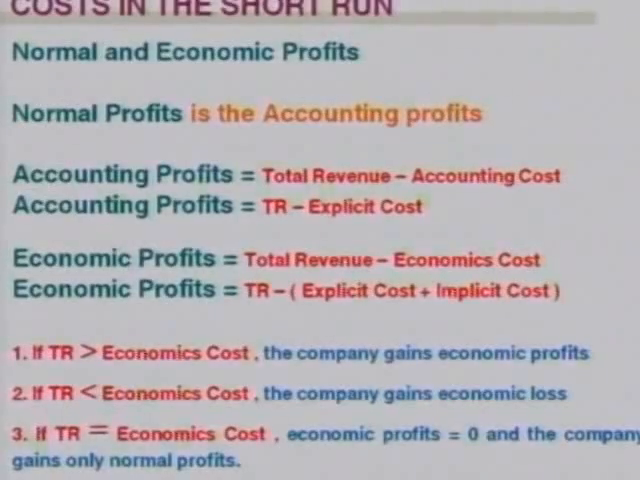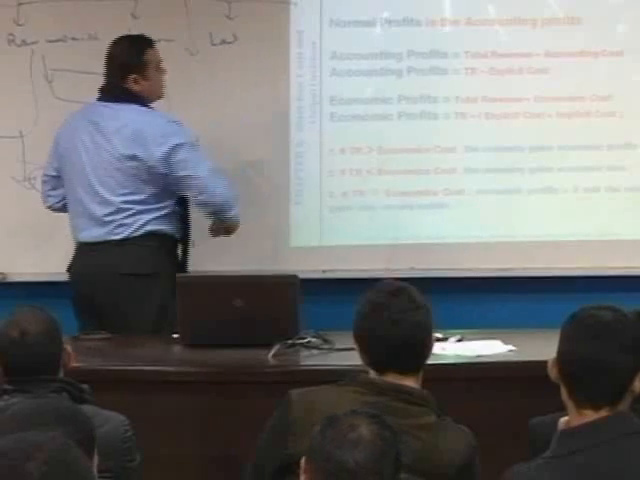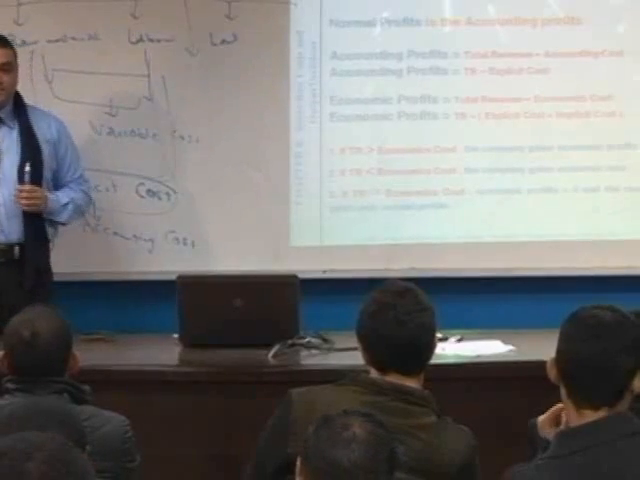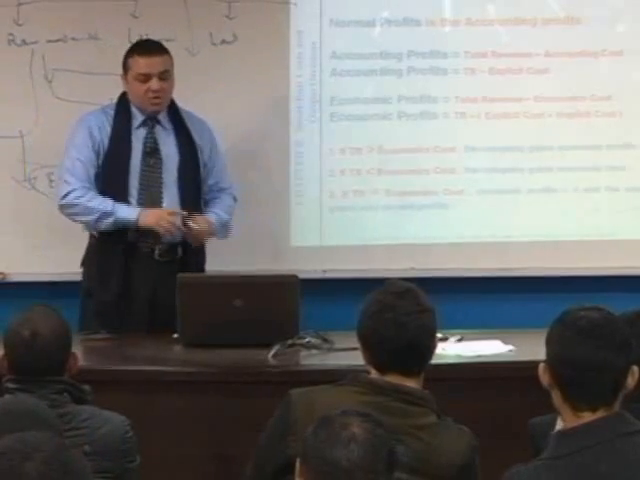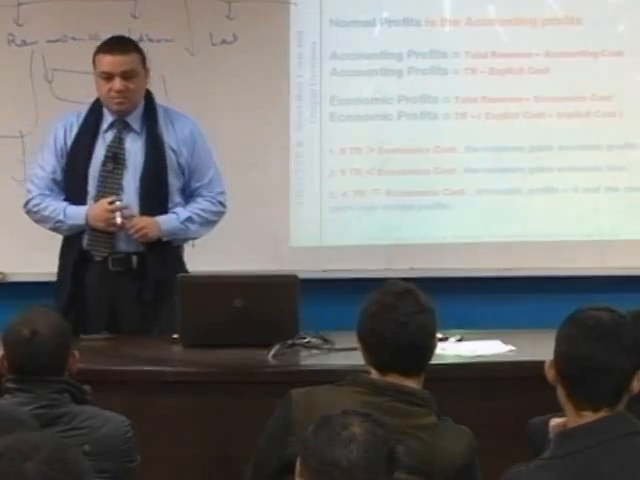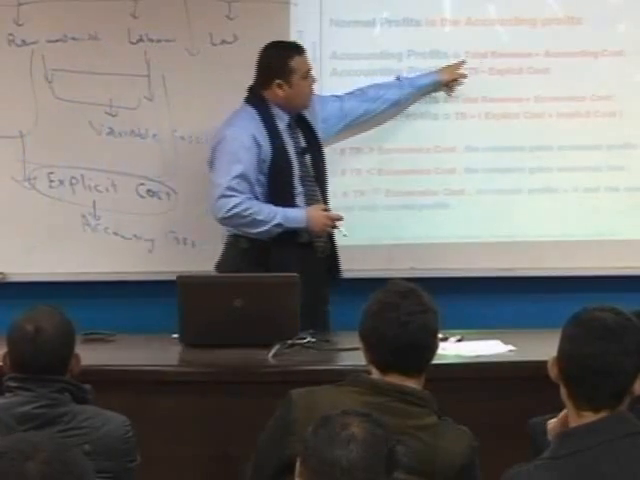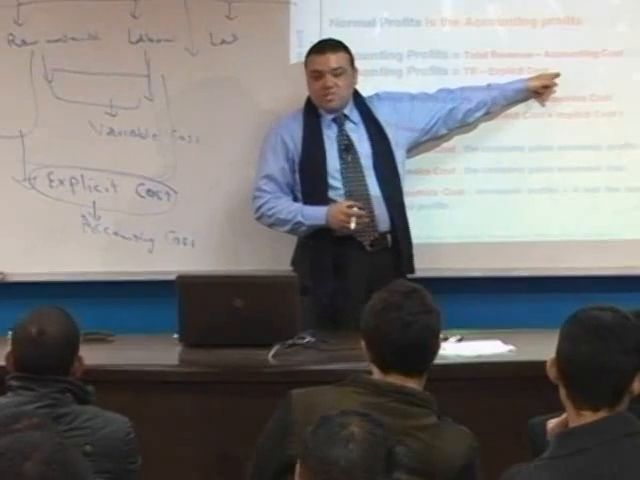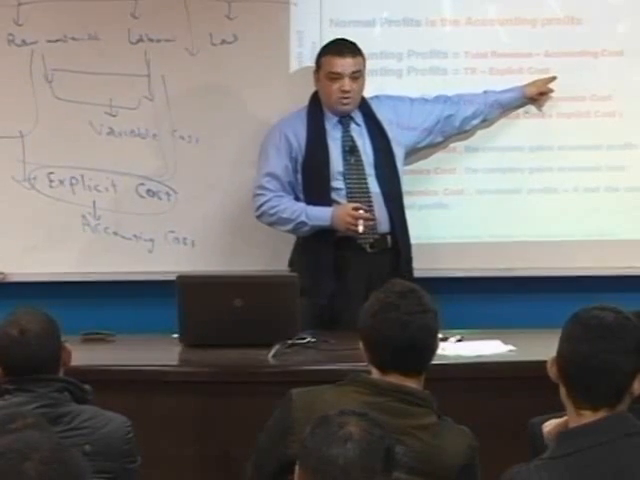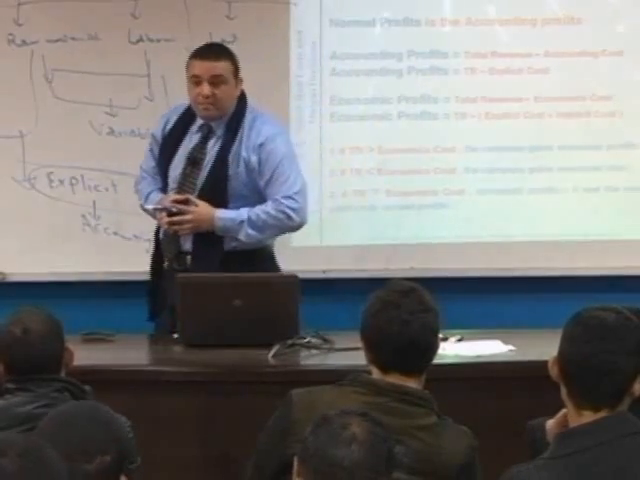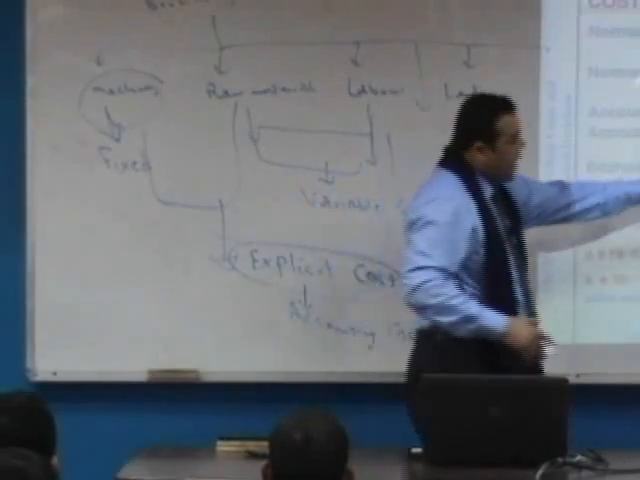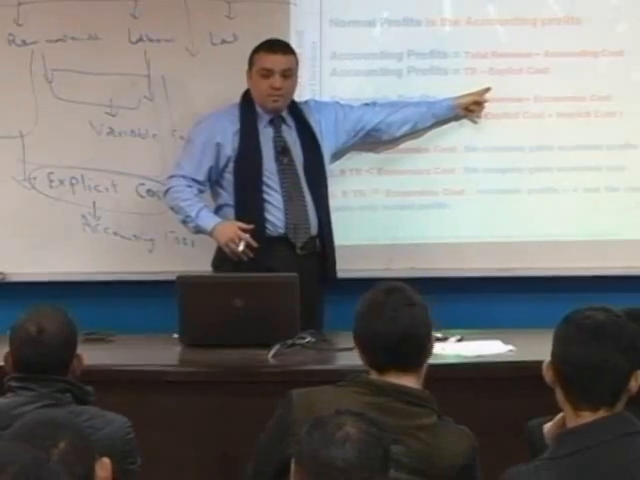Normal and economic profits. The normal profit is the accounting profit, which equals total revenue minus the accounting cost, or the total revenue minus the explicit cost. As we mentioned, the explicit cost is the accounting cost. So the accounting profit is the total revenue that the firm gains minus the explicit cost, right?